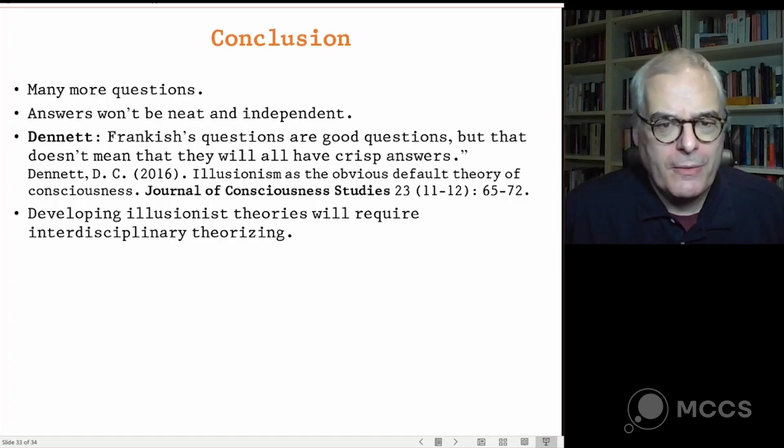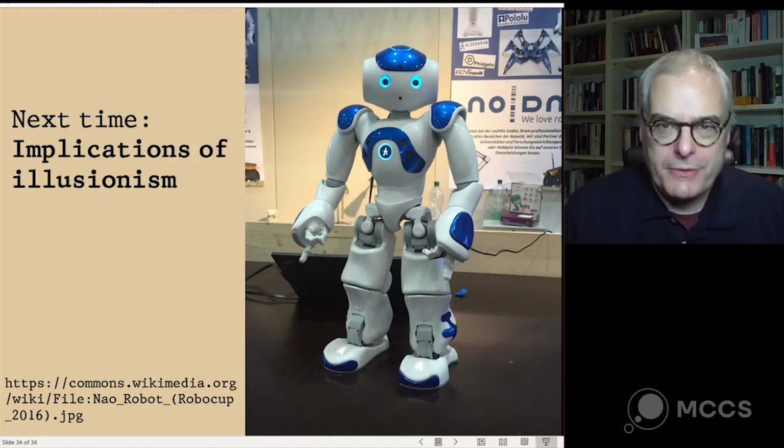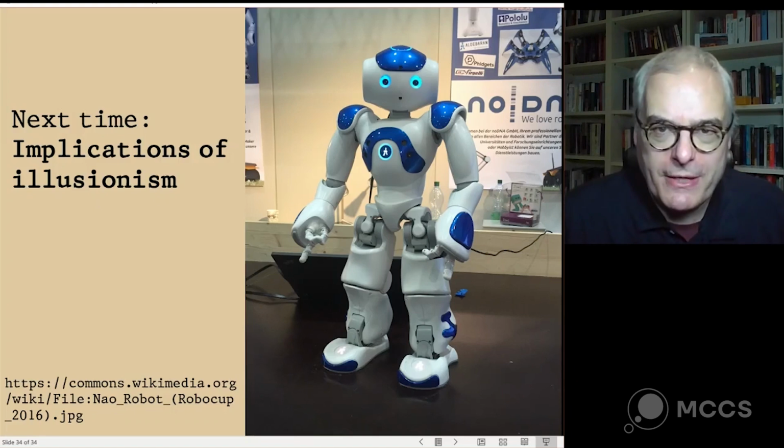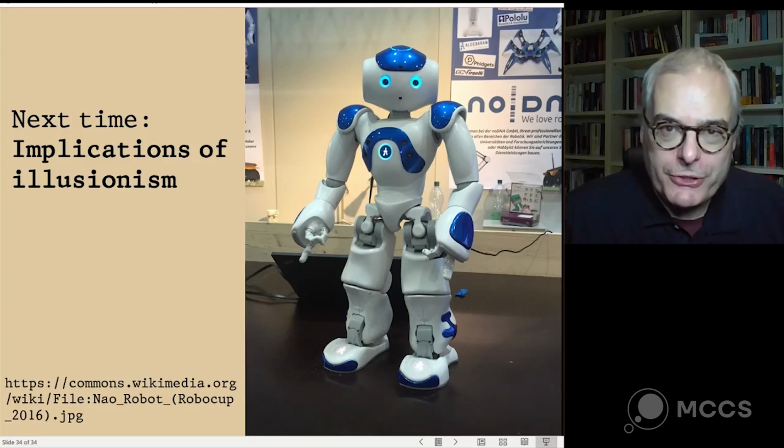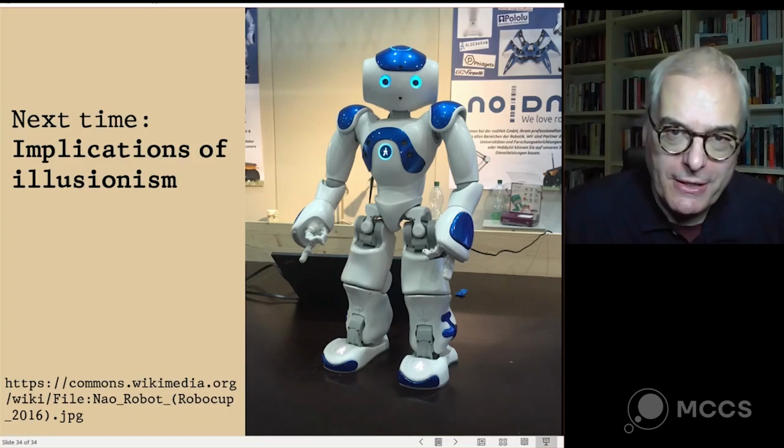Okay, so that's all for this time. Next time in the final lecture, we're going to look at some of the implications of illusionism. So suppose we accept illusionism, we accept that that's the way to go forward with a theory of consciousness, and that's how we should start thinking of consciousness. What implications would that have for thinking about perhaps ethical issues, for thinking about the consciousness of non-human animals, for the creation of artificial consciousness, and so on? Does illusionism require a revolution in the way we think about these things, or are its implications more modest?